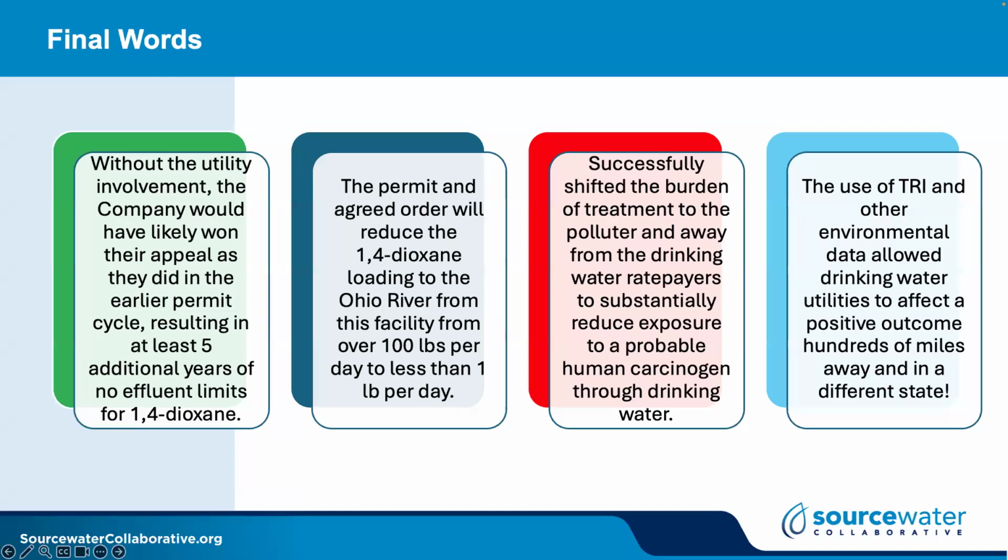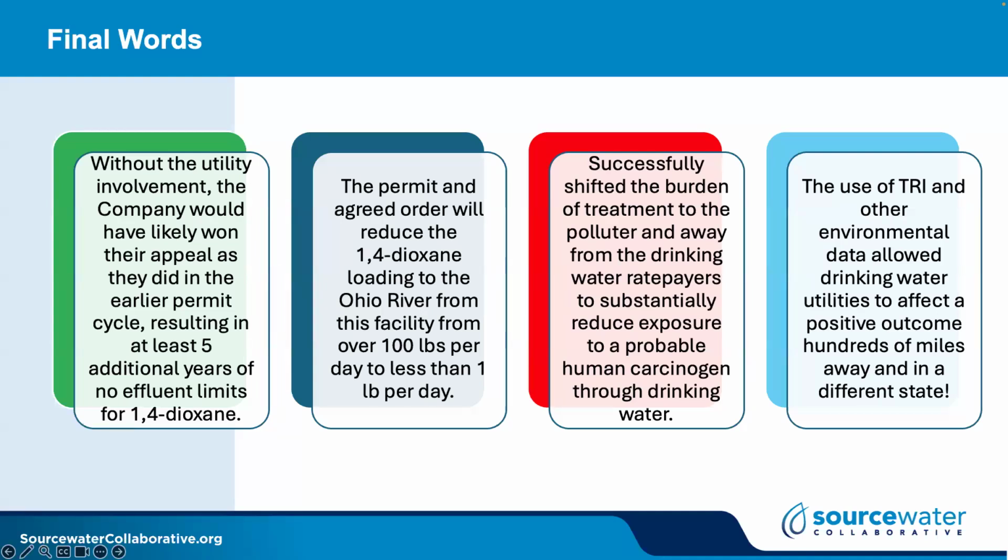The permit and the agreed order will reduce the 1,4-dioxane loading from this facility from over 100 pounds per day down to less than 1 pound per day. And this one, the red box, is one we're kind of proud of. In our view, we successfully shifted the burden of treatment of this compound to the polluter and away from our ratepayers, which is not a common outcome for source water protection.